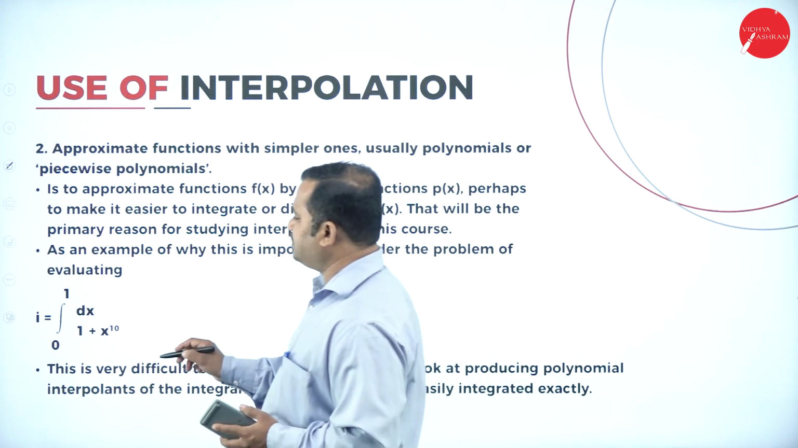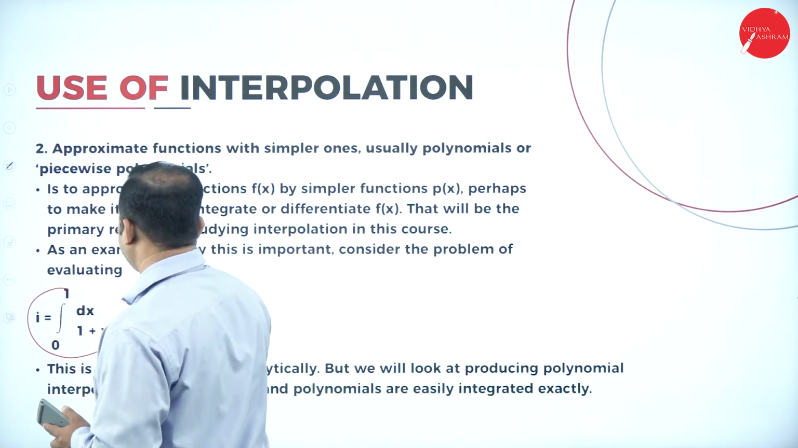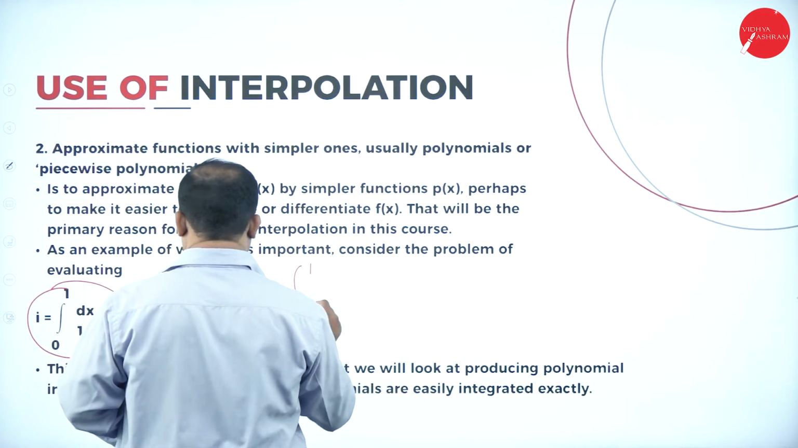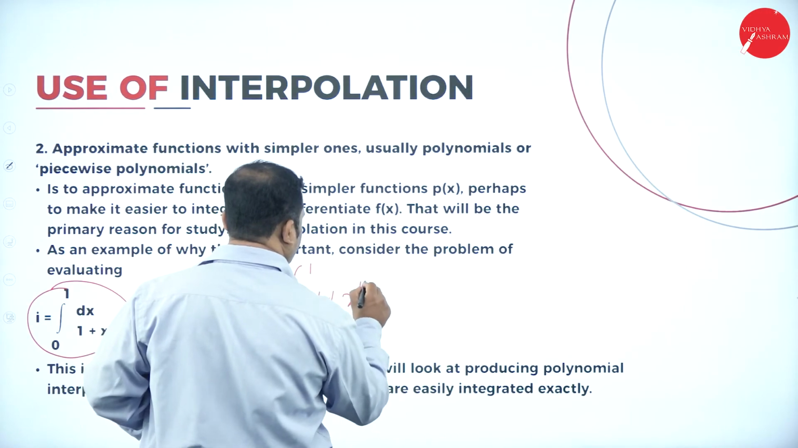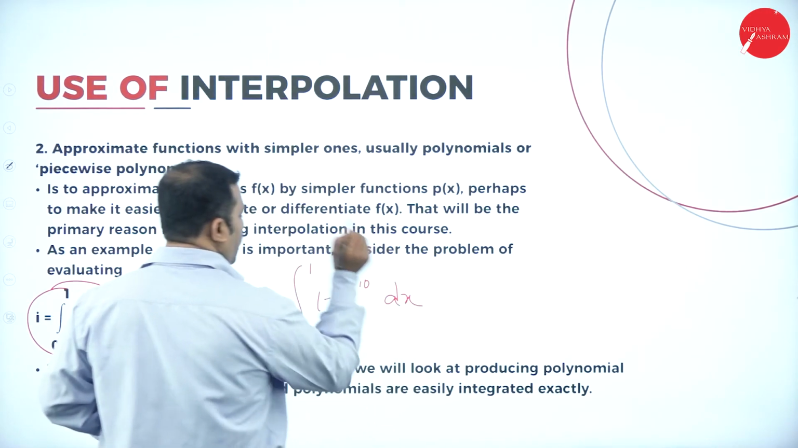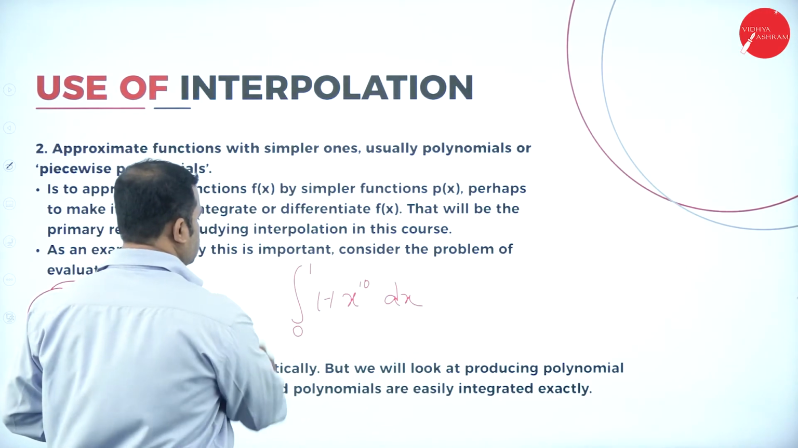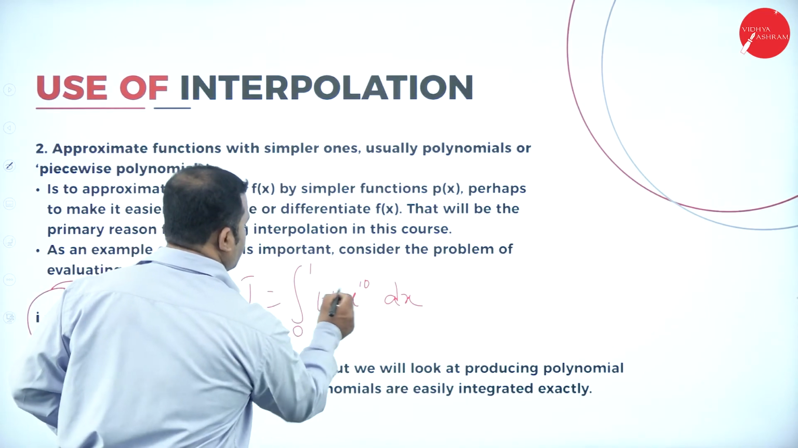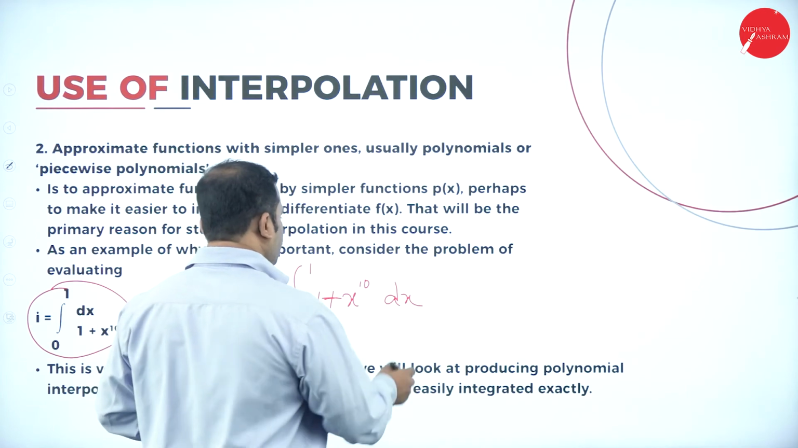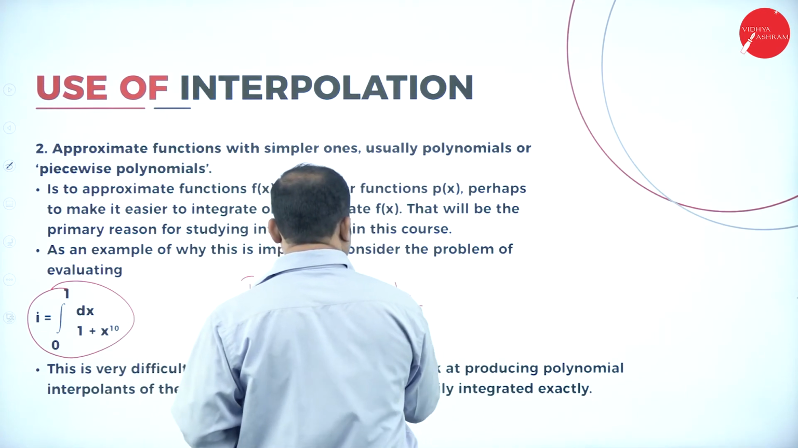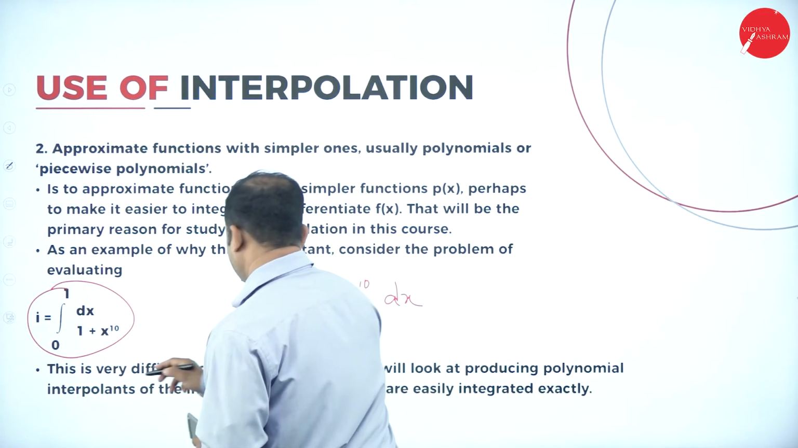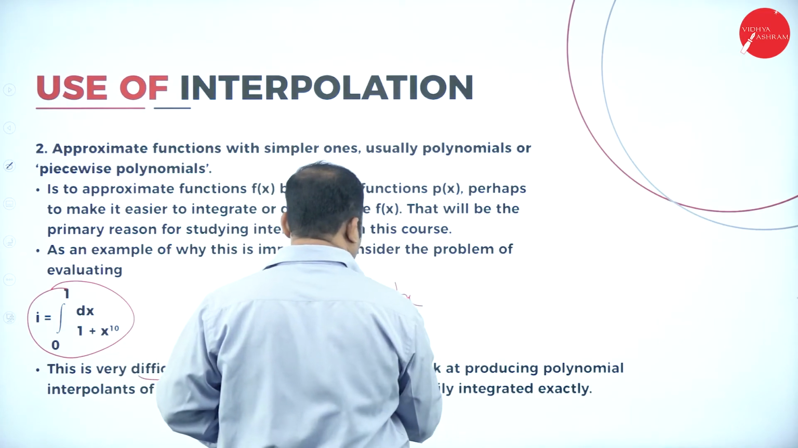Let us see an example: I is equal to the integration from 0 to 1 of (1 plus x to the power of 10) dx. What is the value of this? 1 plus x to the power of 10. If that is the case, what is the value when x is equal to x0? There must be some values. It is very difficult to do that analytically.